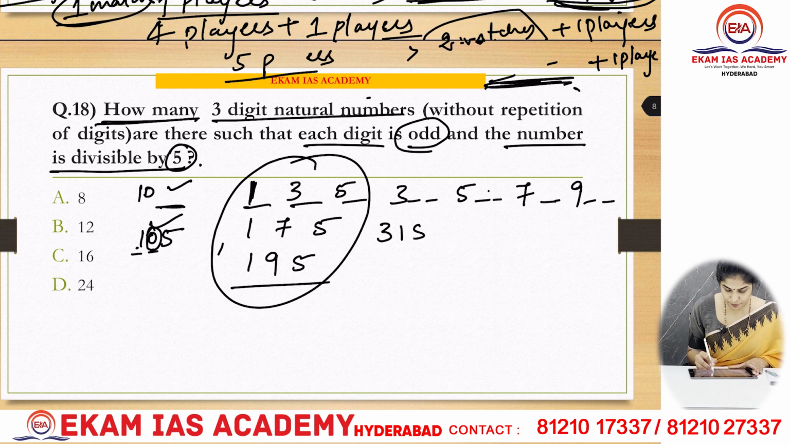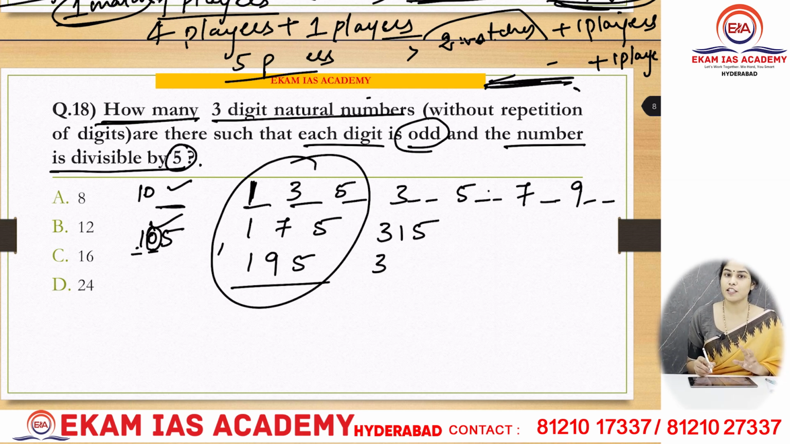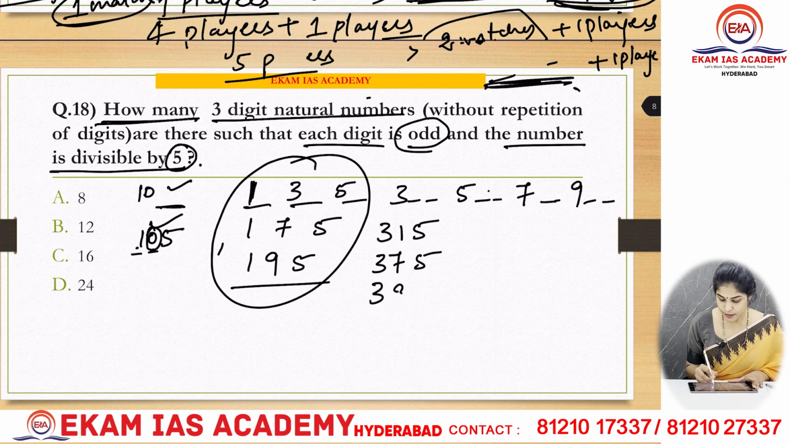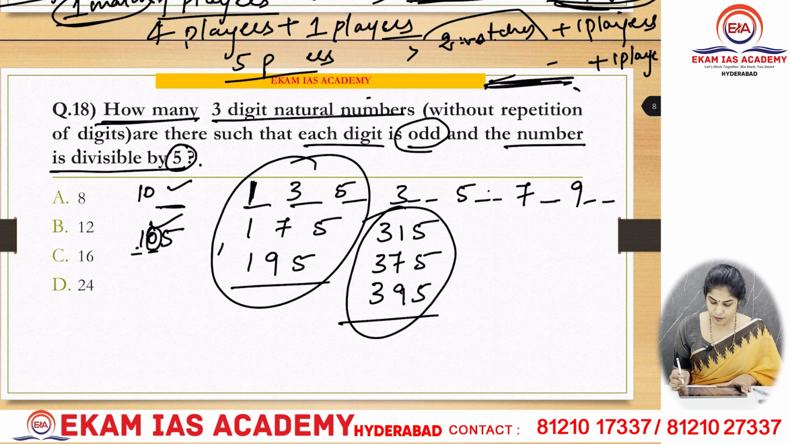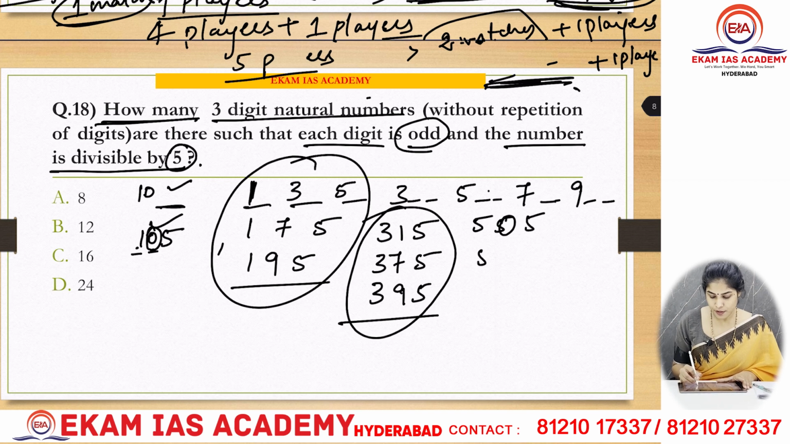3, 1, 5 is possible. 3, 3, 5 again is not possible because 3, 3 are repeating. So 3, 5, 5 is also not possible. 3, 7, 5 is possible and 3, 9, 5 is possible, right? These 3 are possible. And if you come to 500s, everything is repetitive of 5. 505, 515, and this 5 is repetitive. So this is not possible.